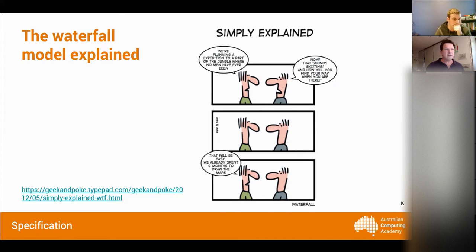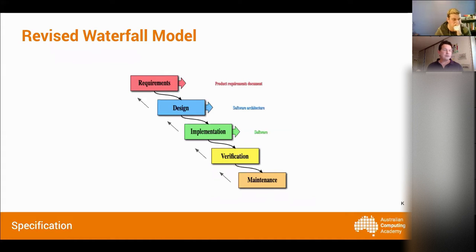When people realized that this didn't work so well, they made modifications, saying, let's not just go one way, let's also be able to go back one step from every stage of the process. For example, you can go back from design to requirements, or from implementation to design. But that was also a very static model, which worked better than the waterfall model.